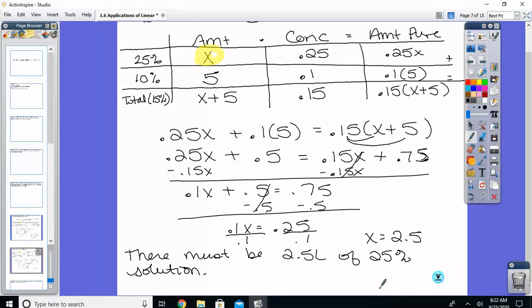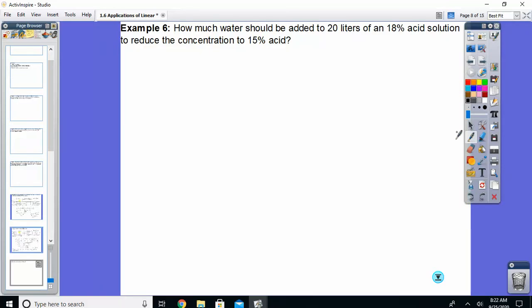I'm going to put another one up here. I want to give you just a couple minutes. I don't want you to solve the whole thing. I want you to just try to set up the table. And then we'll talk about it together before you get too far, so if you have any mistakes, we'll catch them.